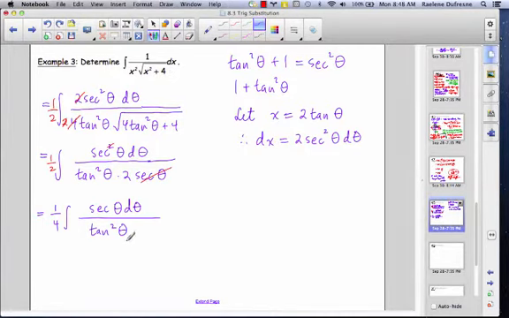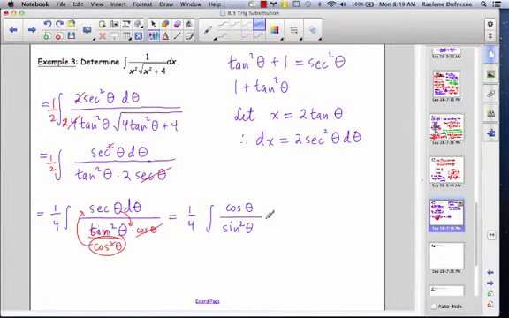If it's not obvious, maybe you want to rewrite it in terms of sines and cosines. This is a good strategy that we see in pre-calculus when we are proving trig identities. And so tan squared theta is really sine squared theta over cosine squared theta, which means that the cosine squared theta can come up in the numerator, and the secant theta can come down as a cosine theta. Or one of these can reduce with this, and so we are left with cosine theta divided by sine squared theta d theta.